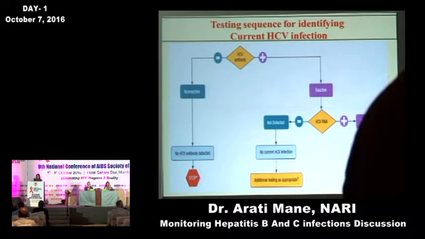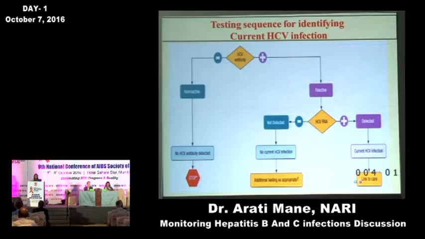Now this is a typical testing algorithm for identifying current infection. First, testing for HCV antibody is done. If it is non-reactive, there is no antibody, and you can stop there. If it's reactive, a nucleic acid test is performed. If the HCV RNA is negative, there's no current infection and nothing needs to be done except in some situations.